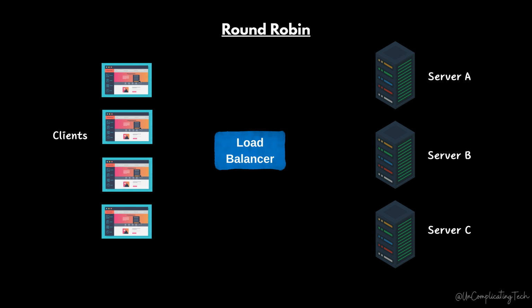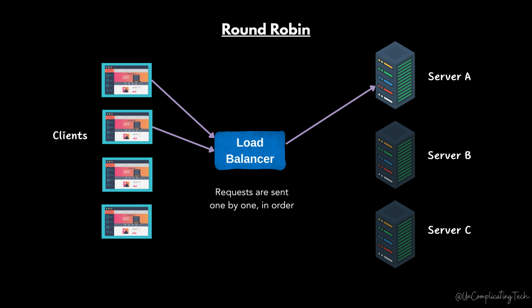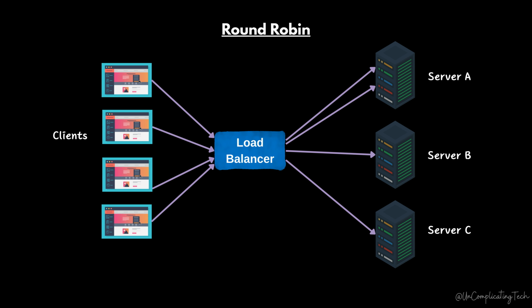Round robin. This is the simplest strategy. Requests are sent in order. First request goes to server A, second request to server B, third request is sent to server C, then the next request goes back to server A. And this goes on. Round robin works well when all servers are similar and all requests take roughly the same time.